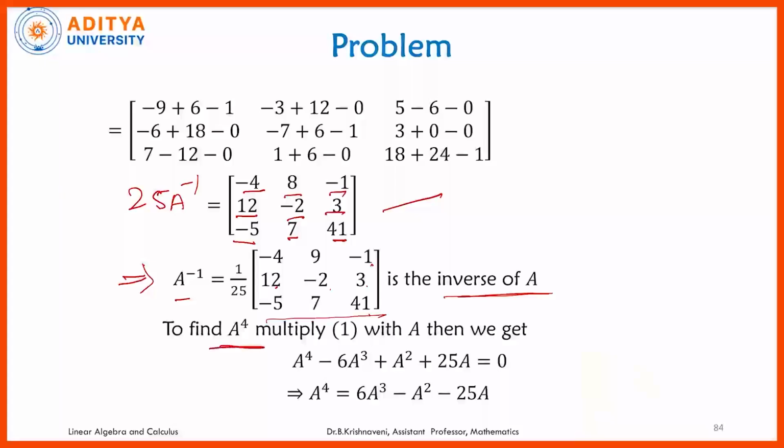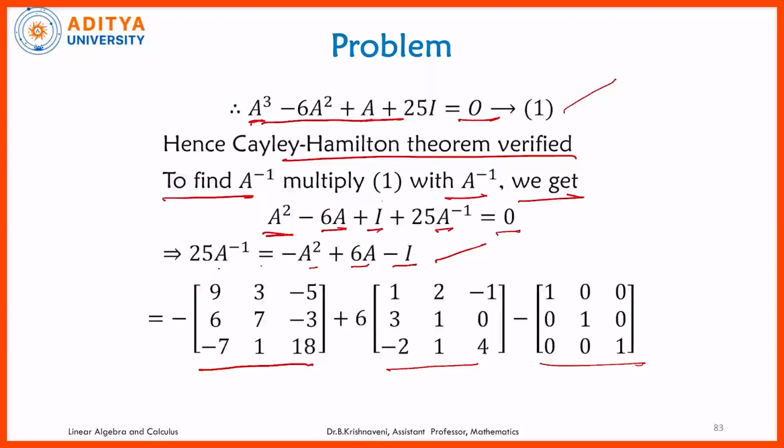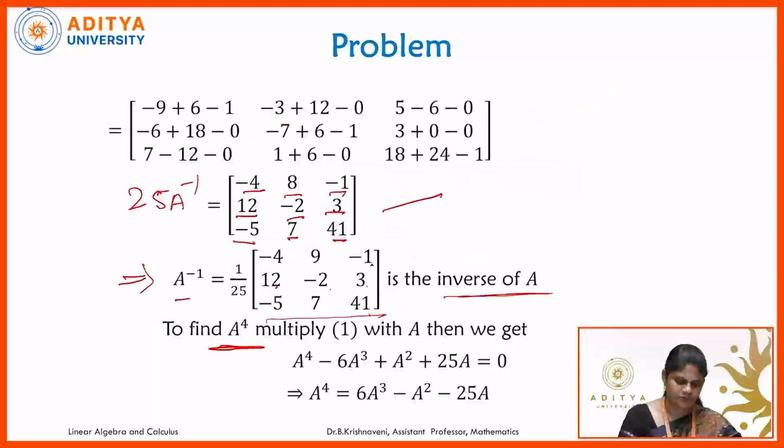Now in the same question we need to find A power 4 also. If you see equation number 1, here a cube is the highest power. To find A power 4, we can multiply both sides with A, so that we are able to find the A power 4 term in that equation. So multiply 1 with A. Then we got the equation A power 4 minus 6A cube plus A square plus 25A is equal to 0. From this, simplify what A power 4 is equal to.